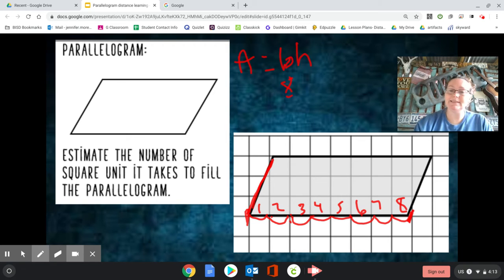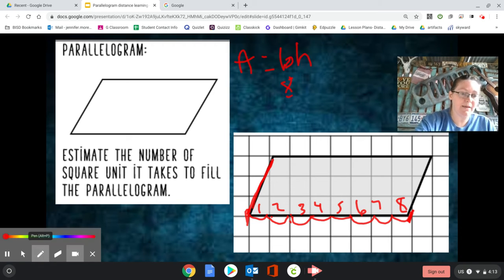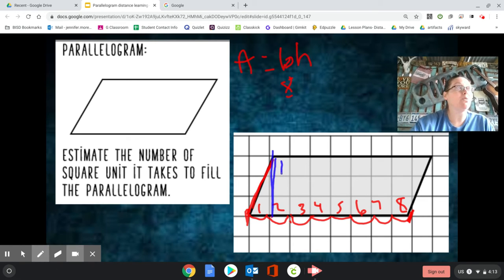Okay, so for my height in this problem, I'm going to change colors on my pen so we can differentiate the writing a little bit. We're going to go straight up and down. So it's going to be 1, 2, 3 units tall. So 8 times 3 would be 24.